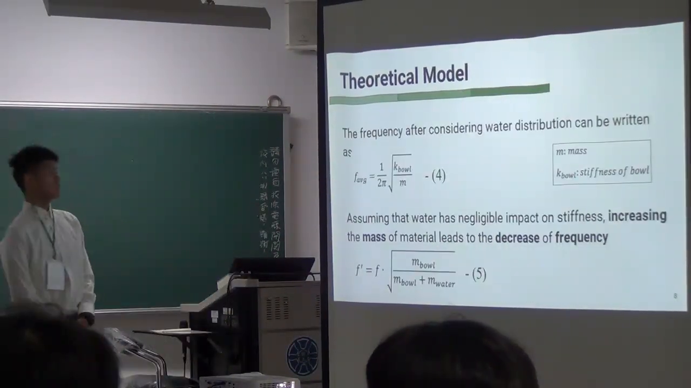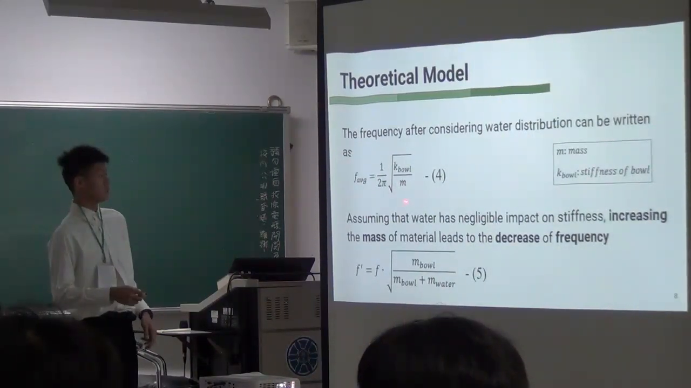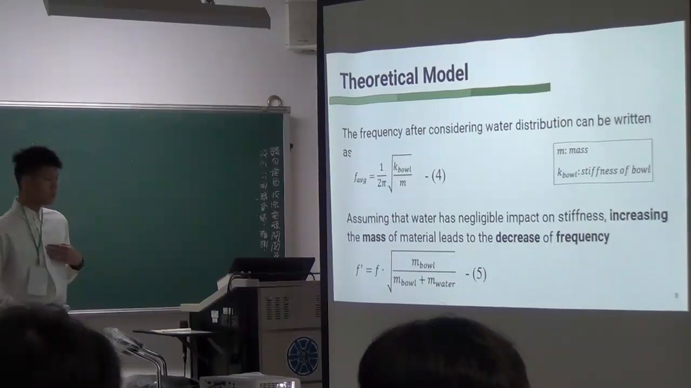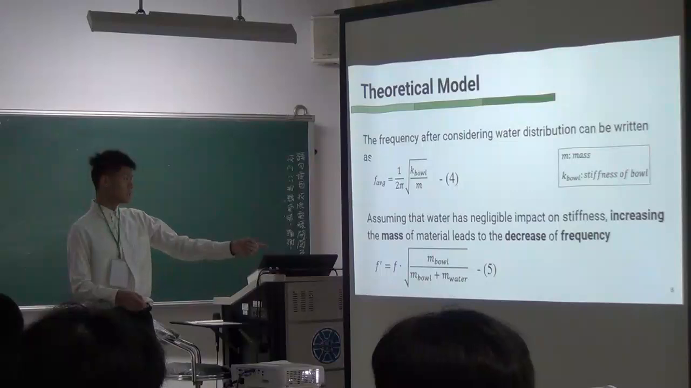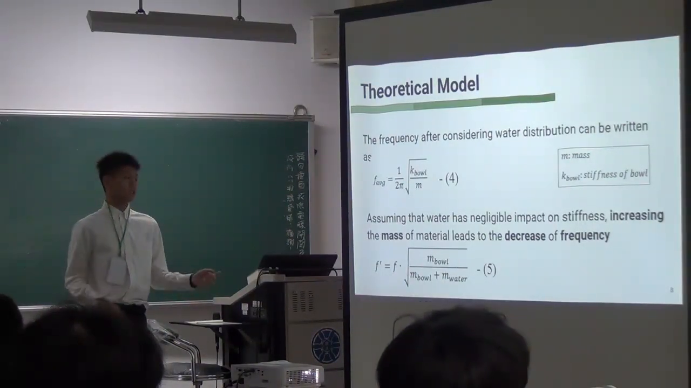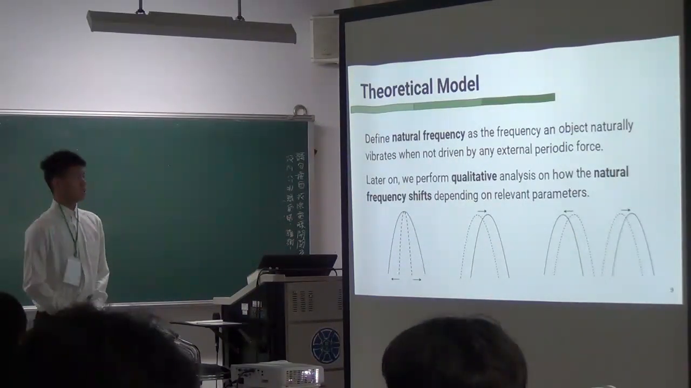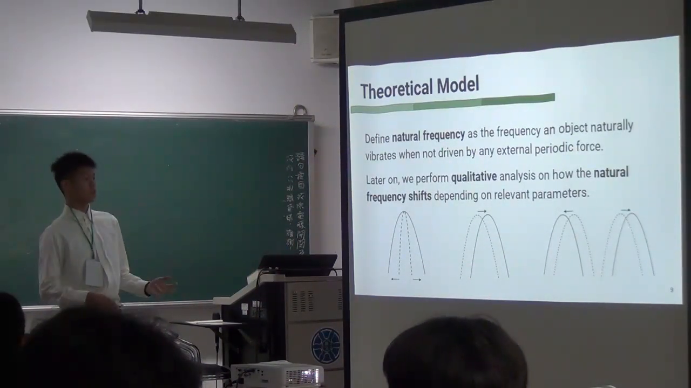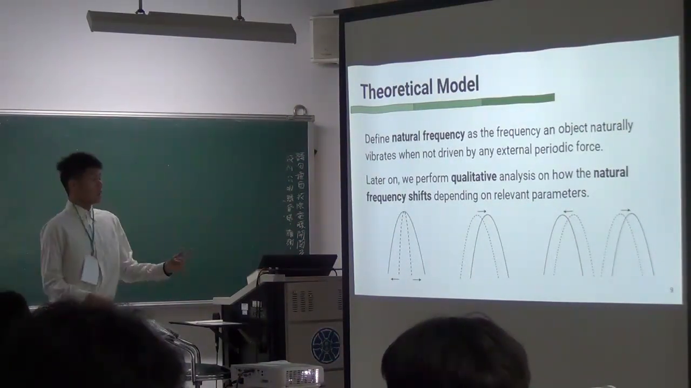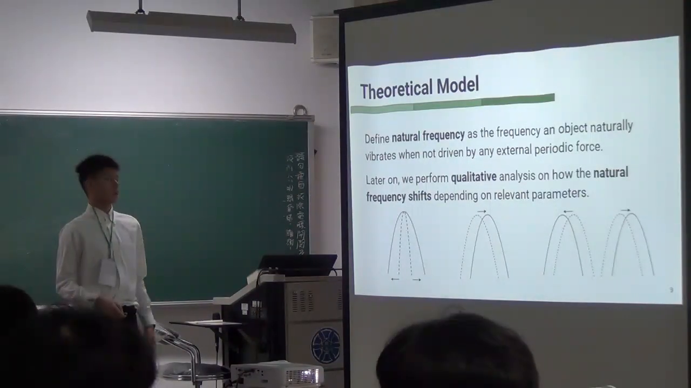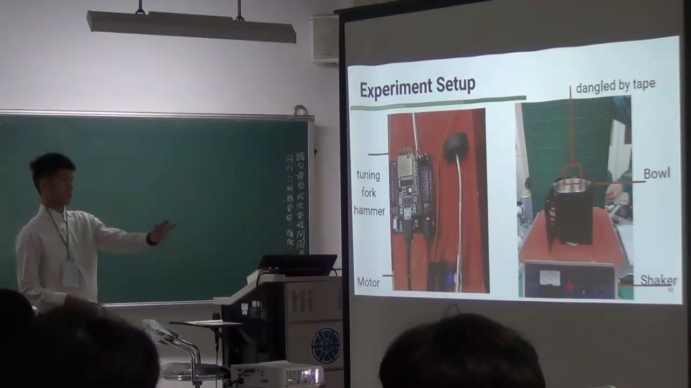Okay, so the frequency after considering water distribution can be written as this. And if we assume that water has negligible impact on the stiffness of the bowl, increasing the mass of the material leads to the decrease of the frequency, as shown in equation 5. So now we define natural frequency as the frequency an object naturally vibrates when not driven by a force. Later on, we perform qualitative analysis on how the natural frequency shifts depending on relevant parameters. And there are these kind of shifting rates.